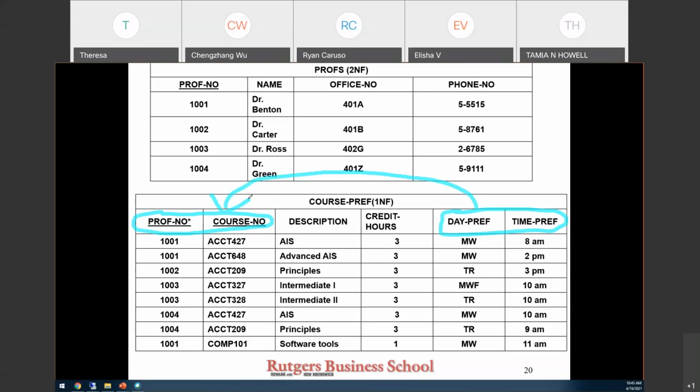For the other two non-key attributes, description and credit hour fields, all you need to know is course number information. So formally stated, description and credit hours are functionally dependent on course number alone, while time preference and day preference are functionally dependent on the composite key, professor number and course number.